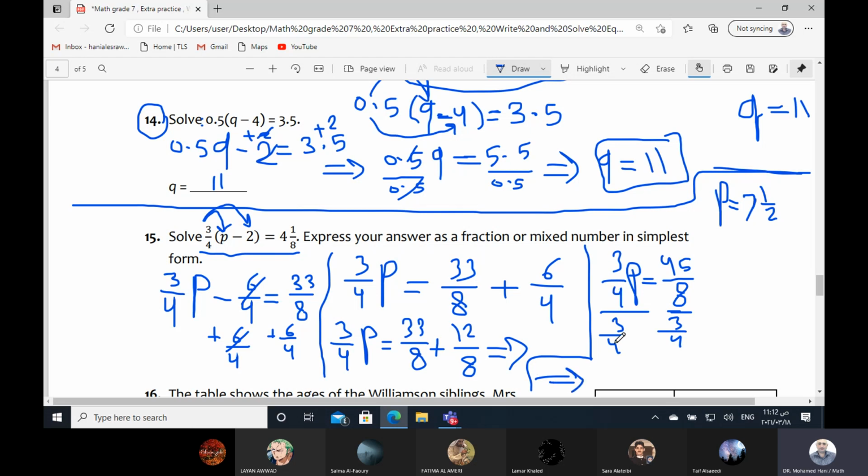So 3 over 4 divided by 3 over 4 remains here b equal, and here you can use the rule fraction divided by fraction, keep the same numerator. We have 45 over 8 times, flip the denominator, 3 over 4 will be 4 over 3.